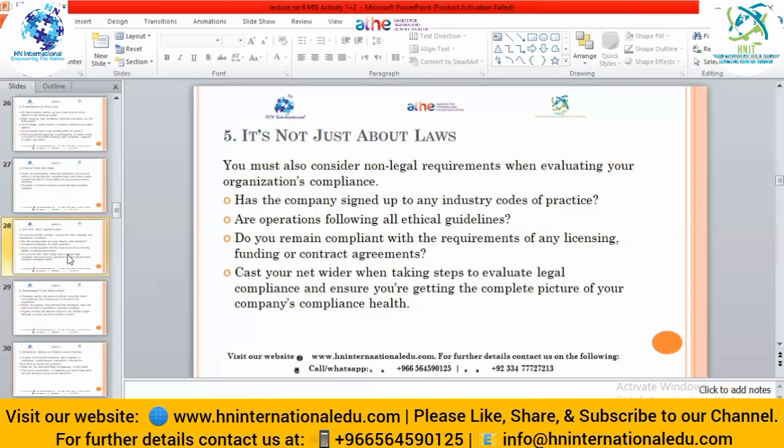Do you remain in line with the requirements of any license, funding, or contract agreements? We have to do all the paperwork. Cast your net wider when taking steps to evaluate legal compliance and ensure you are getting the complete picture of your company's compliance health. So we have to make reviews on an annual basis, or on a weekly basis, or on a monthly basis.